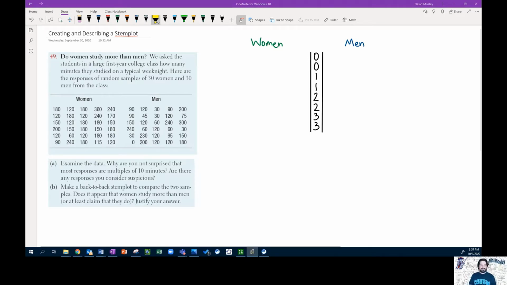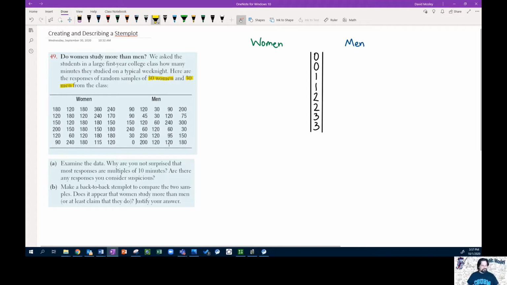Do women study more than men? Excellent. We asked the students in a large first-year college class how many minutes they studied in a typical weeknight. Here are the responses of random samples of 30 women and 30 men. 30 of each. That could be helpful later. All right, and here's all of our numbers. Woohoo! 30 numbers and 30 numbers.